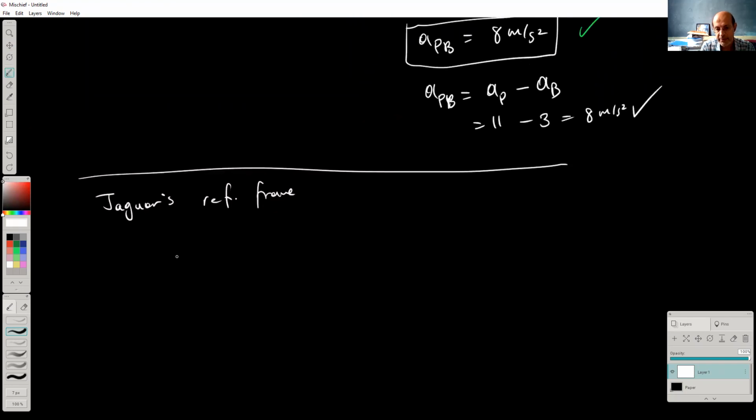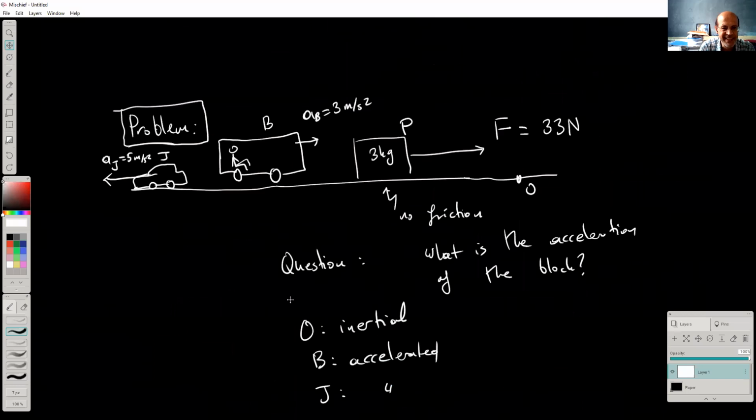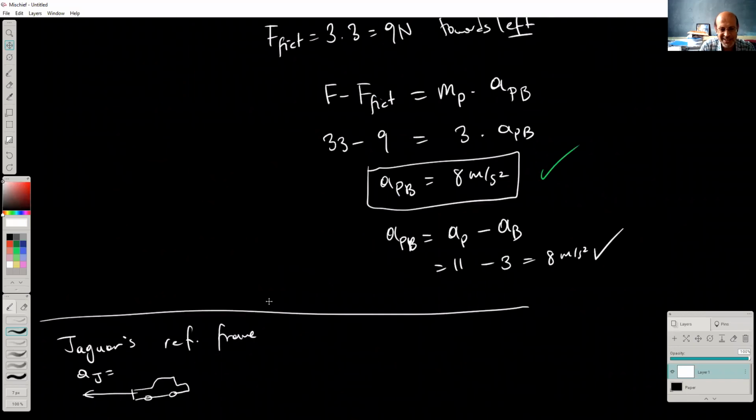So let me again do this from the Jaguar's reference frame. Okay, let's just remember this. Jaguar. It doesn't look like a Jaguar, but whatever. So the Jaguar is accelerating towards the left with an acceleration of, what did we say? 5 meters per second squared, okay?